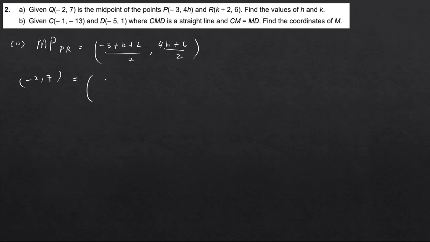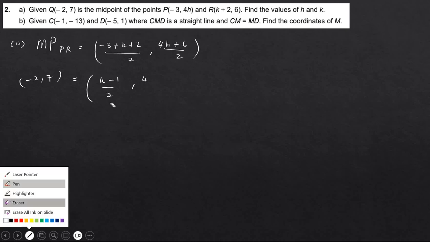Okay, simplify. Negative 3 plus 2 is 1. 3 minus 1 over 2. And this one we can simplify. Divide by 2.